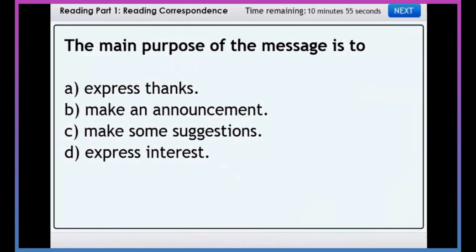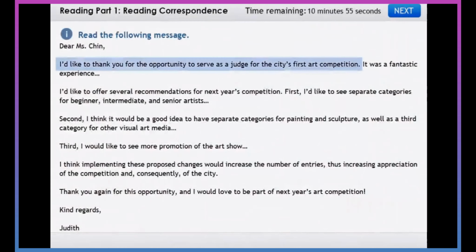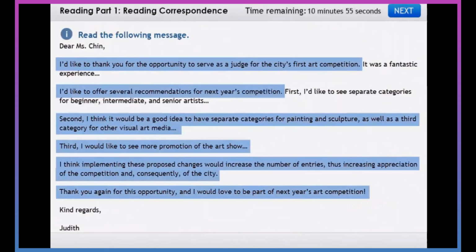Now here's a question from this part. The main purpose of the message is to express thanks, make an announcement, make some suggestions, express interest. The phrase main purpose here indicates that this question is about a summary of the situation, and even though you only read the first sentence or two from each paragraph, that can sometimes be enough for summaries.